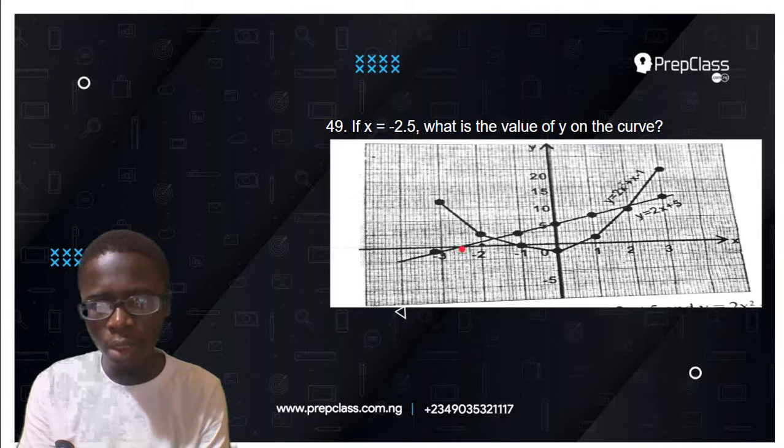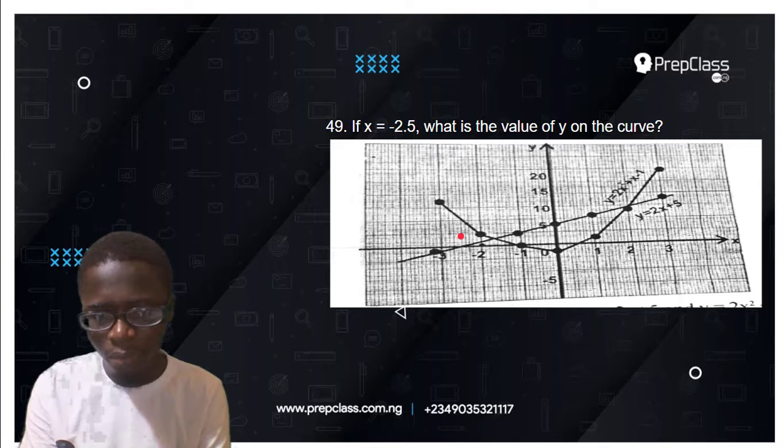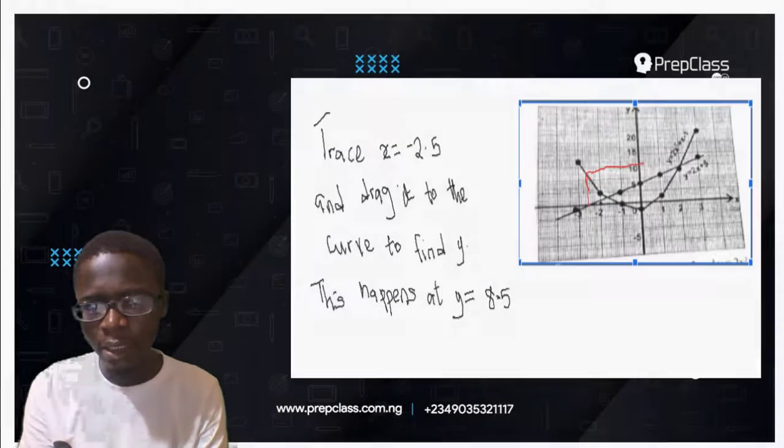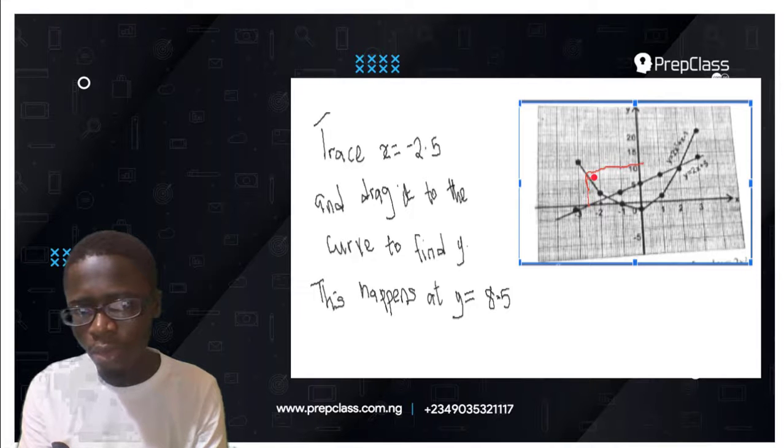So at this point, if I want to get the value of y on the curve, I just need to go straight vertically up. And by the time I touch the curve, I take a horizontal movement to the y-axis and see what will be the value of y at that point. So by the time you do that and read carefully, you will discover that it happens at this point, somewhere between 5 and 8.